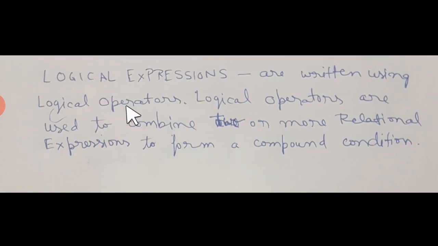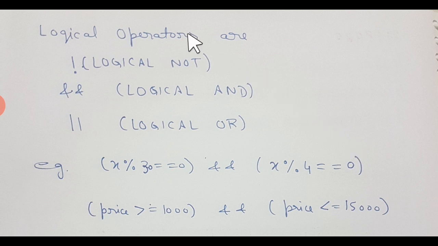After that, logical expressions. Logical expressions are written using the logical operators. Logical operators are used to combine, very important line, two or more relational expressions to form a compound condition. Alright, meaning more than one condition or relational expression will be combined using the logical operators. What are these? Logical operators are logical not, logical and, logical or. Two pipe signs you can use on a computer keyboard for logical or. This is the ampersand sign twice, that is the logical and.